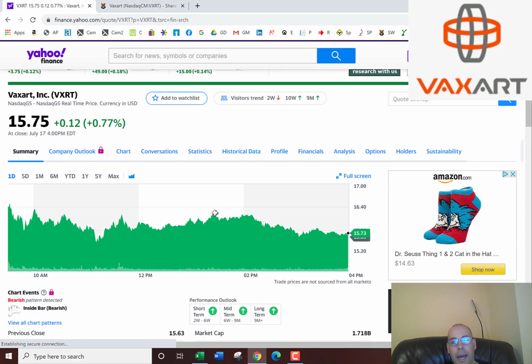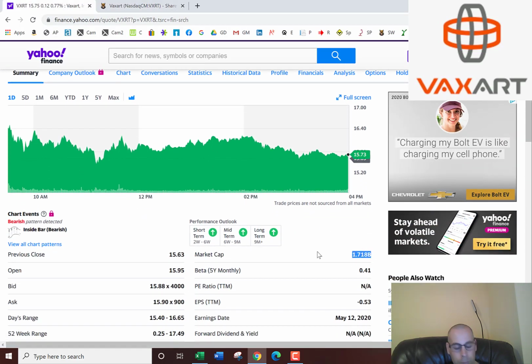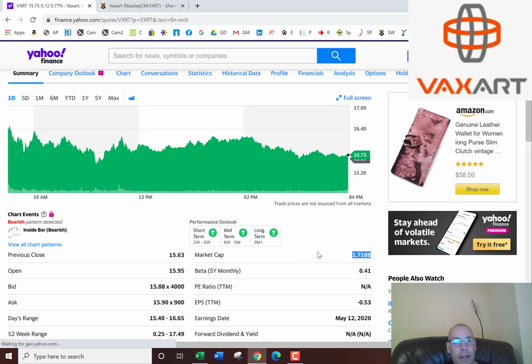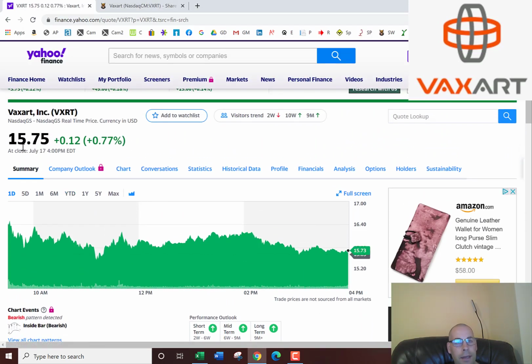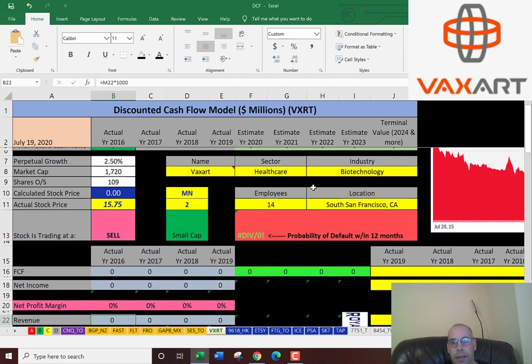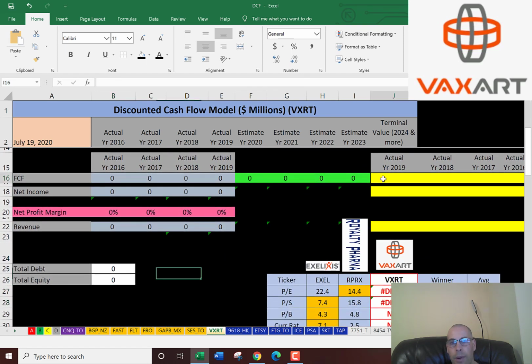This company has a market cap of $1.72 billion. So it's on the smaller side. And let's get their stock price. It's $15.75. So that's one share of stock. And now we're going to pull the free cash flows.